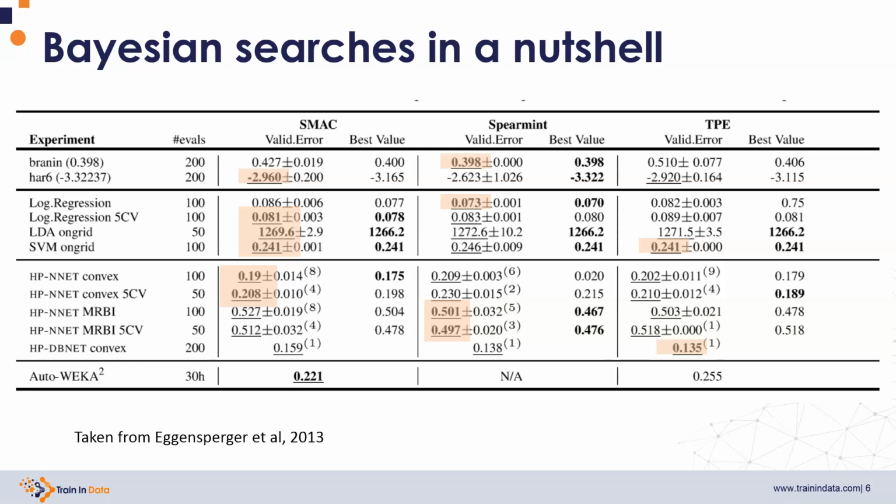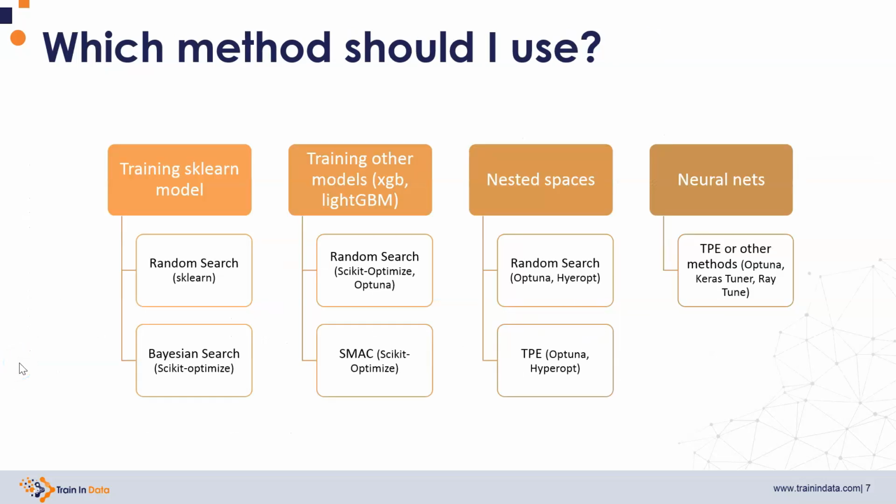Having said this, if we look at the actual error values, we can see that across the different models, they are fairly similar. So it doesn't really matter which model we use. Any of these models should allow us to find good enough hyperparameters. So which method should we use?